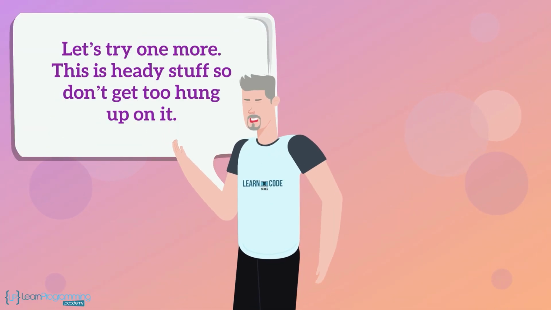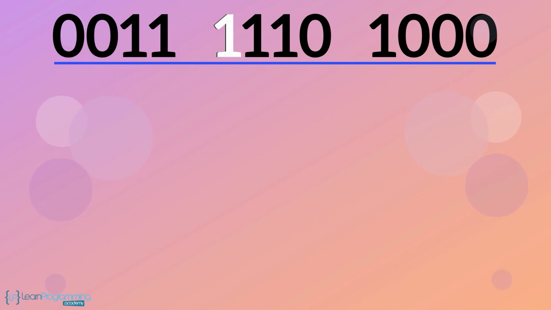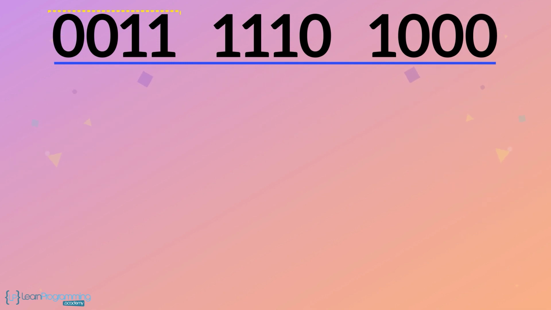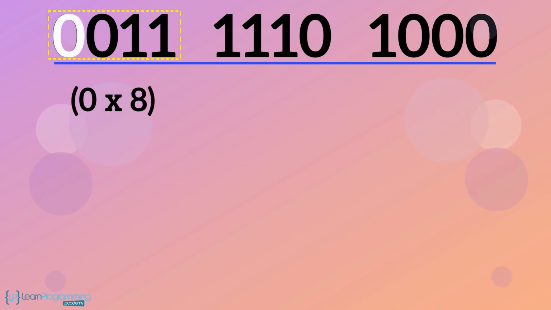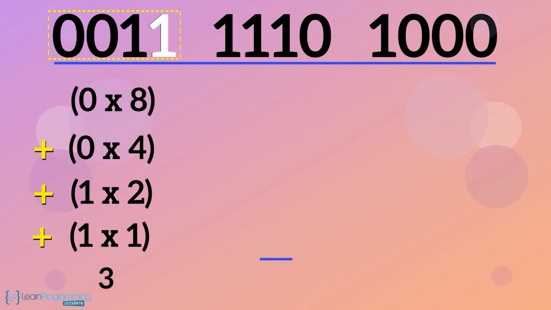Let's try one more. Now this is handy stuff, so don't get too hung up on it. Binary 0011 1110 1000 equals decimal 1000 or hex 3E8. So how did I get hex 3E8? Well, again, taking the first 4 bits or nibble, 0011, we convert it as follows: 0 times 8 plus 0 times 4 plus 1 times 2 plus 1 times 1 equals 3.